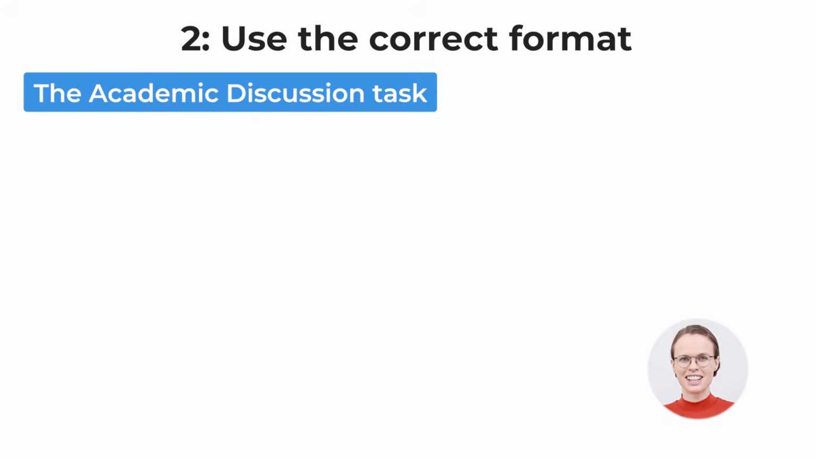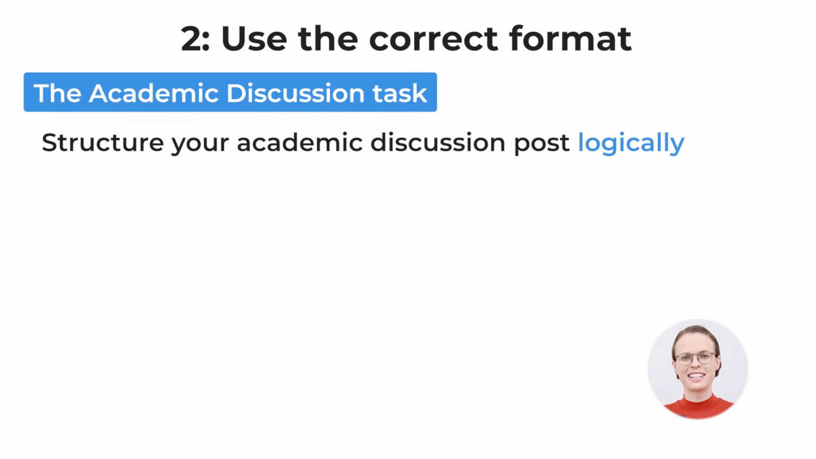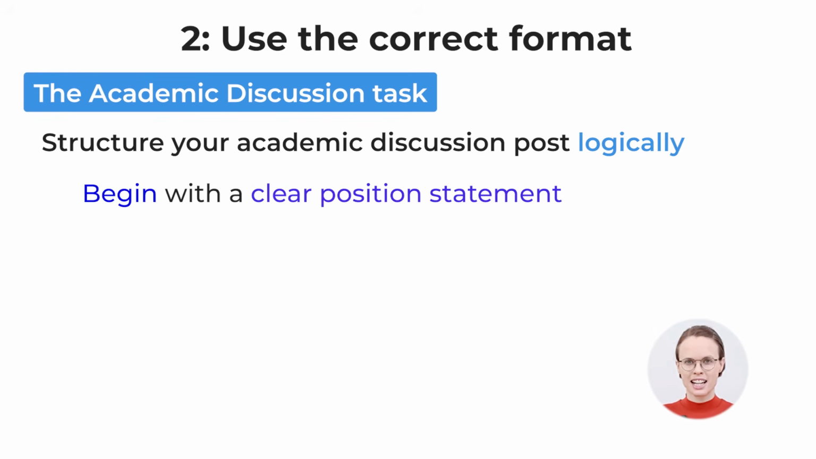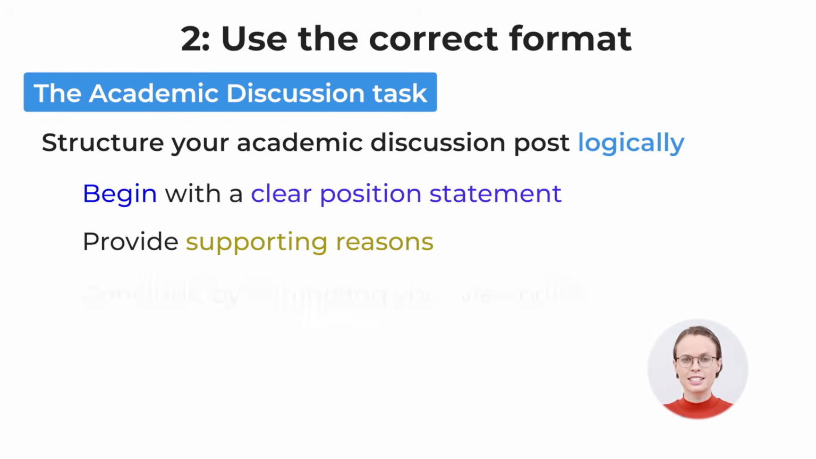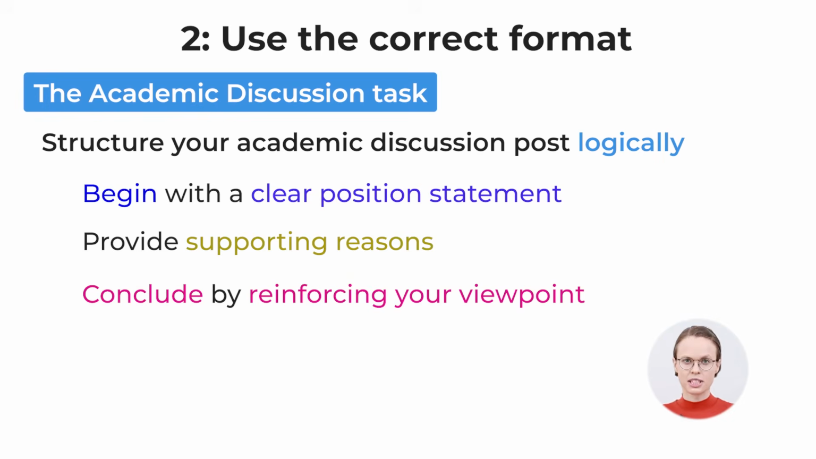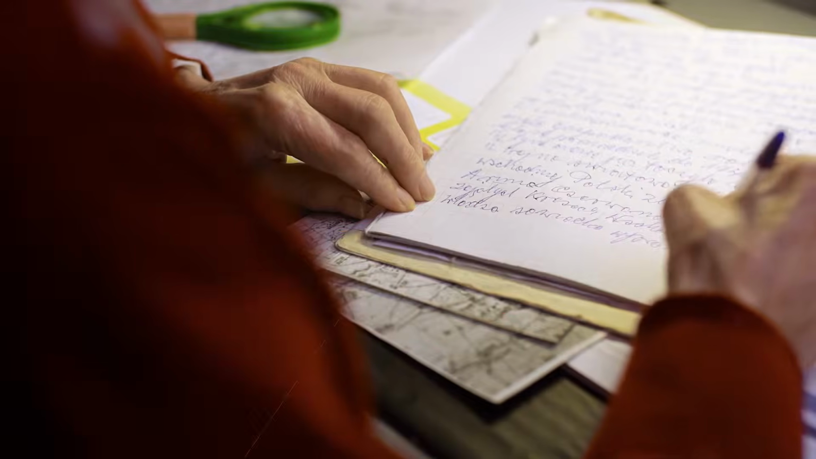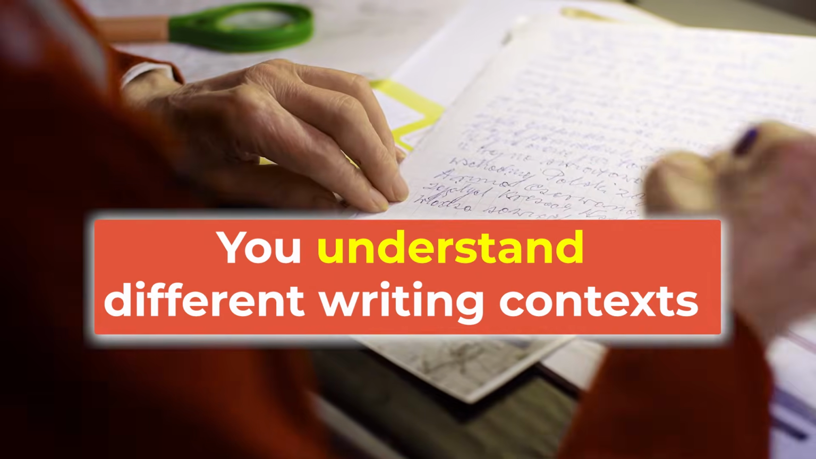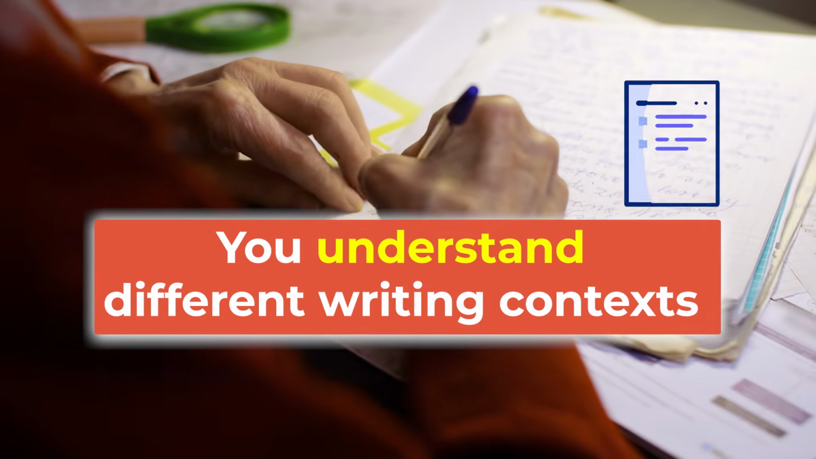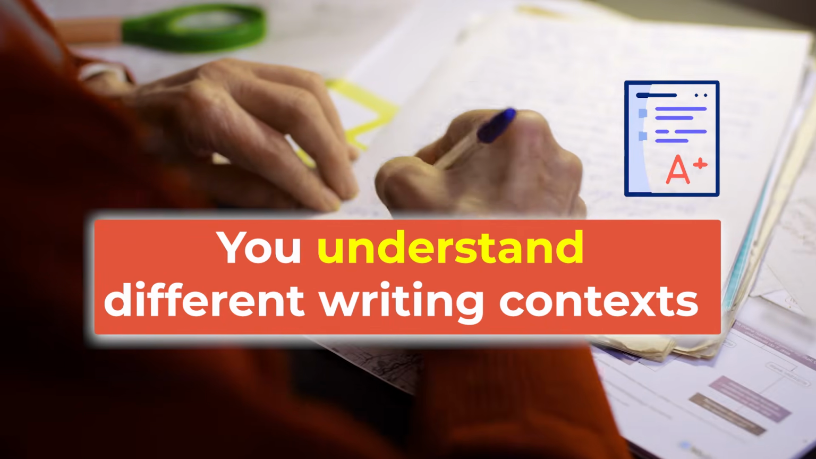For the academic discussion task, structure your academic discussion post logically. Begin with a clear position statement, provide supporting reasons, and conclude by reinforcing your viewpoint. Following proper format demonstrates that you understand different writing contexts. This is essential for achieving a high score.